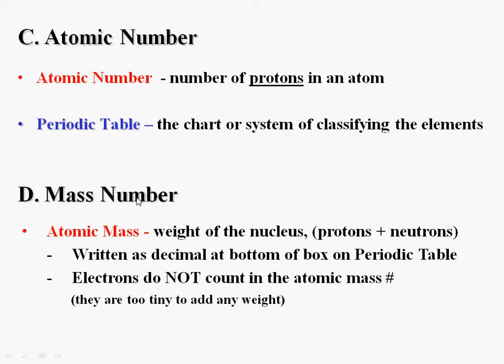Mass number. The mass number is that number that has like 12.001. It's the number at the very bottom that has multiple digits and a decimal point. Basically, that number is the weight of protons and neutrons. Now, interestingly enough, I just said that the top number, like for carbon, which is 6, is the number of protons. So I should be able to figure out quite easily the number of neutrons, which we can.